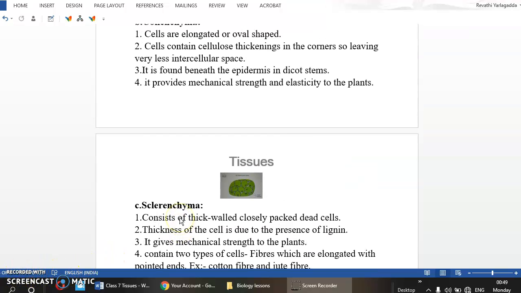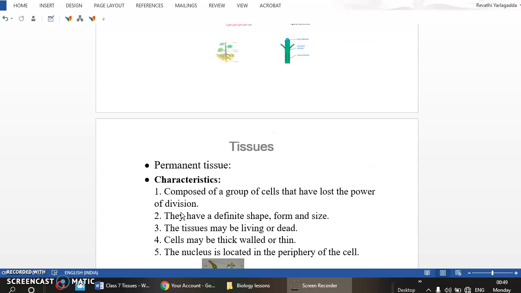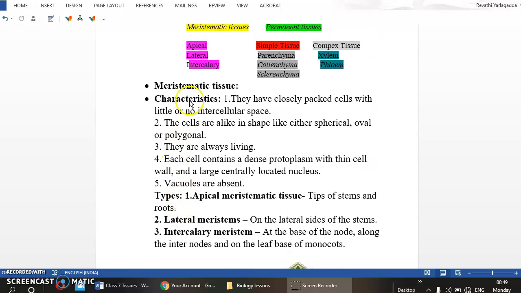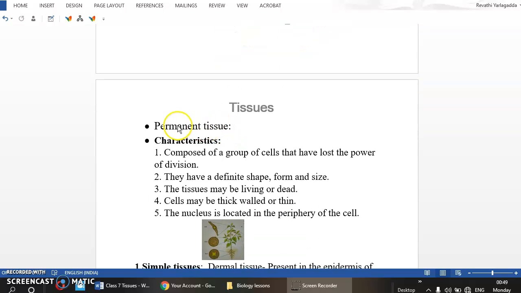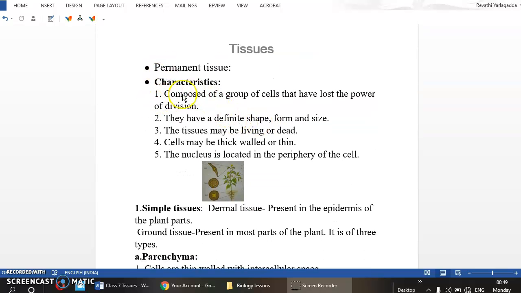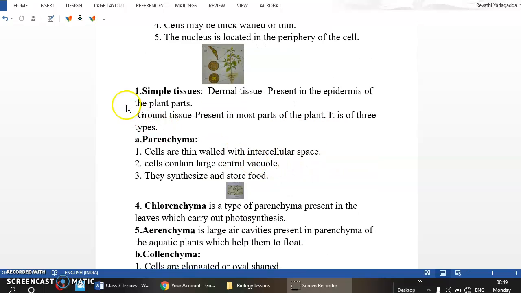We'll go through a quick recap of what we have discussed so far. The permanent tissue: if you see the characters of permanent tissue, they are composed of groups of cells that have lost the power of division. They have a definite shape, form and size. The tissues may be living or dead. Cells may be thick-walled or thin. The nucleus is located in the periphery of the cells.